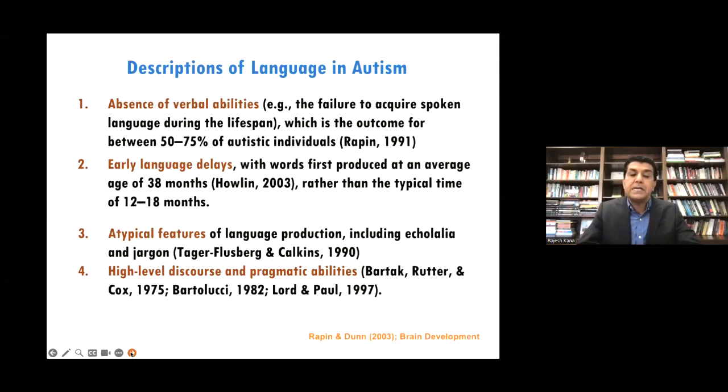And then the last one is high-level discourse and pragmatic abilities. These are fluent speakers of the language, but at the same time have difficulty in interpreting figurative language. For example, irony, sarcasm, metaphor, all these kinds of language we play in our communication. So that's for the difficulties: absence of verbal ability, delay in language, atypical features, and discourse processing difficulties, 4 different things.